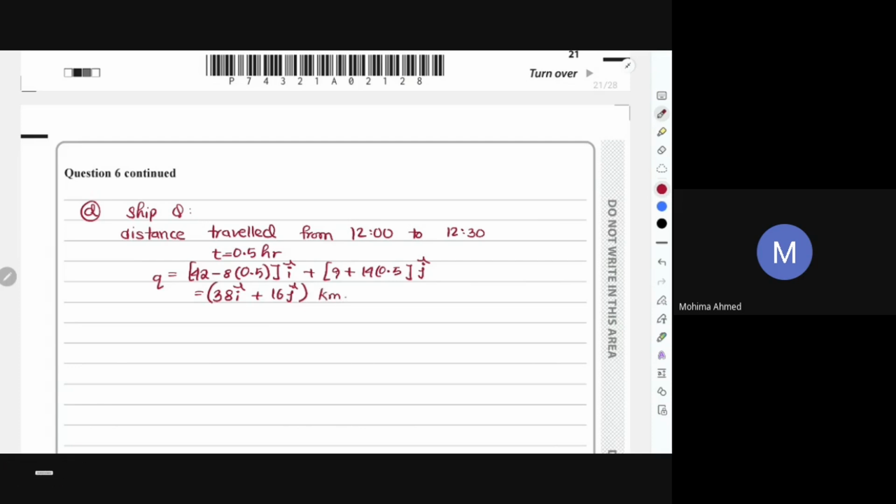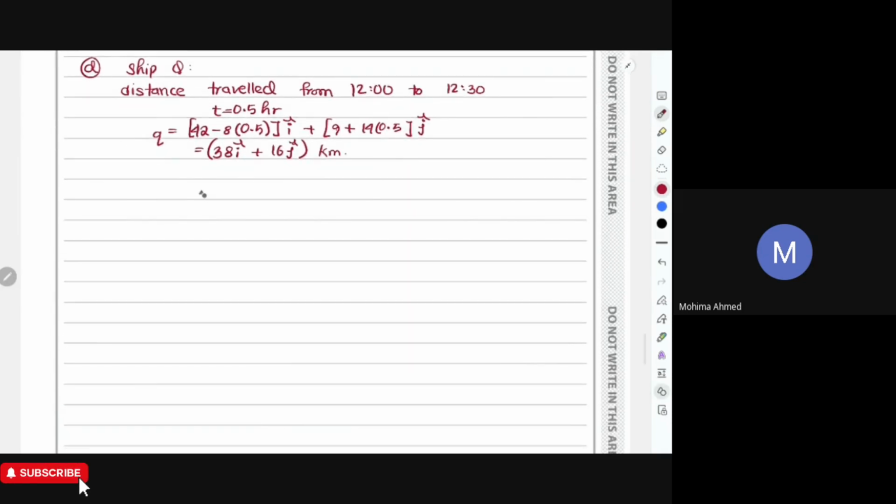Right. So what happens is that when ship Q decides to change its velocity, this is the initial position vector for ship Q. So this is how ship Q was actually traveling. If I want to draw ship Q separately, originally ship Q was at a position vector maybe at this point, right? Then for 30 minutes it continued to travel in this case, and after that it continued to move with the velocity of this, right? So this is how the entire thing was changing.